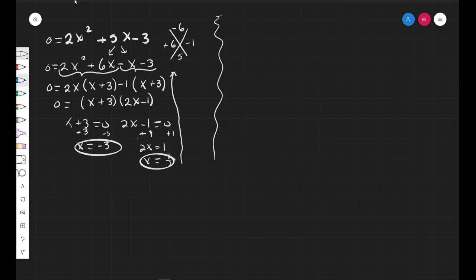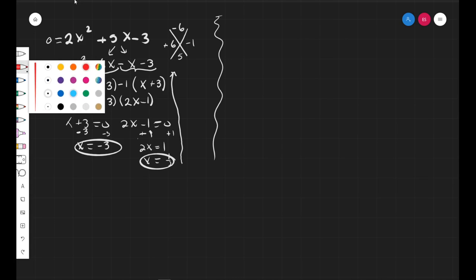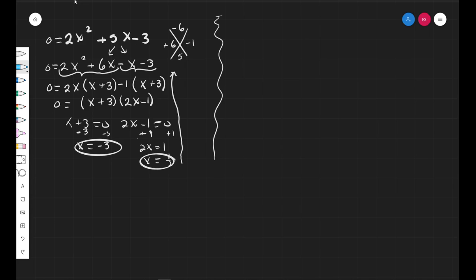Let's make a little divider, and let's change our color. All right. So now let's say that we know that x equals negative 3, and we know that x equals 1/2.